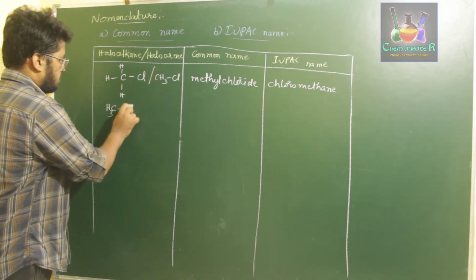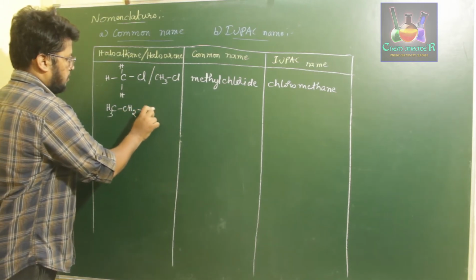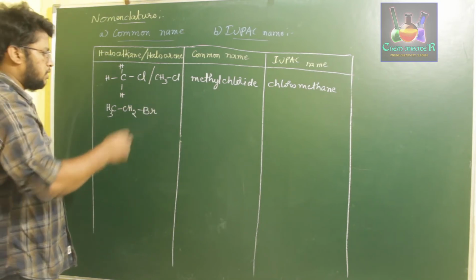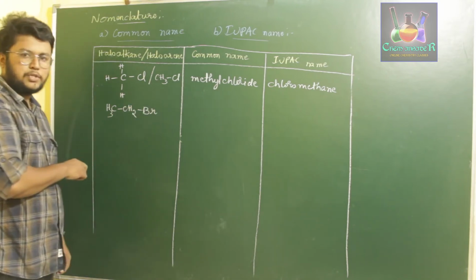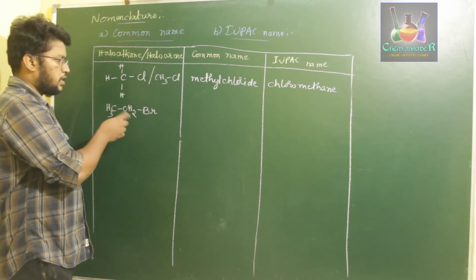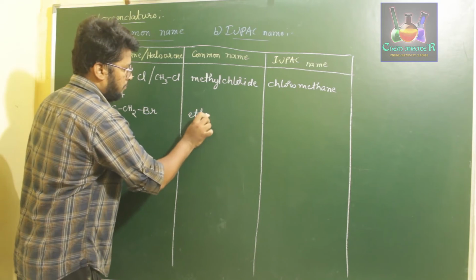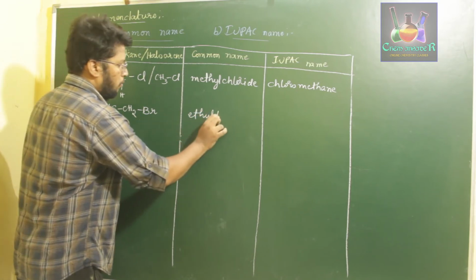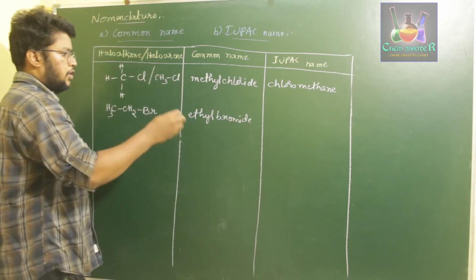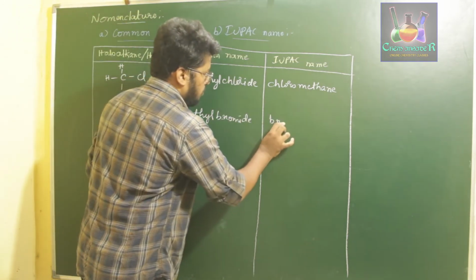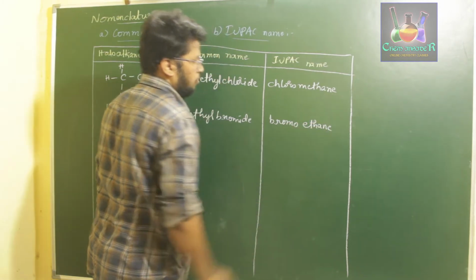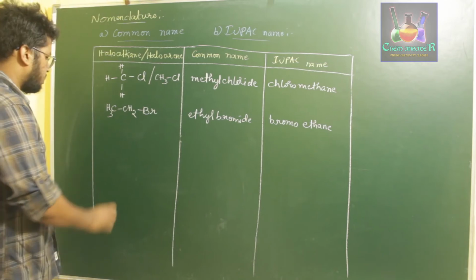Next, CH3CH2Br. The halogen is bromine, therefore it should be considered as bromide. The number of carbon atoms is 2, so the root word for 2 carbon atoms is ethane. So it will be considered ethyl for the common name: ethyl bromide. For the IUPAC nomenclature, bromoethane. Next example.